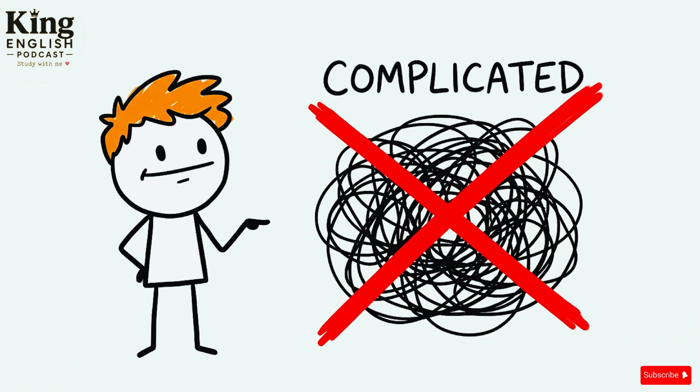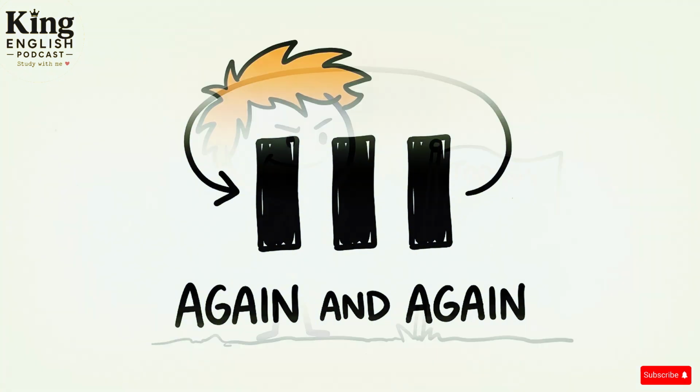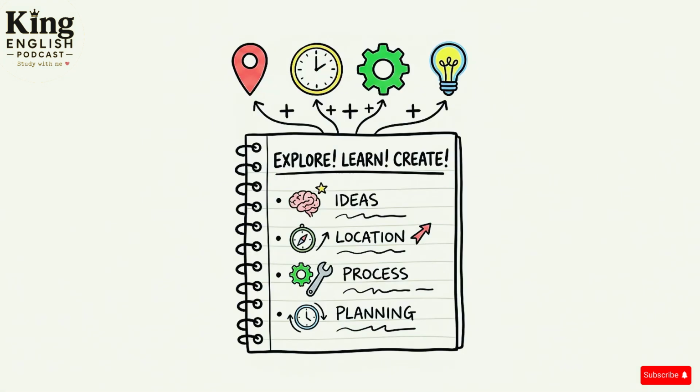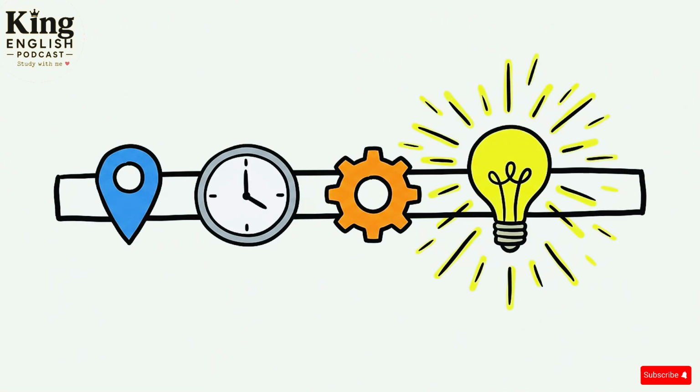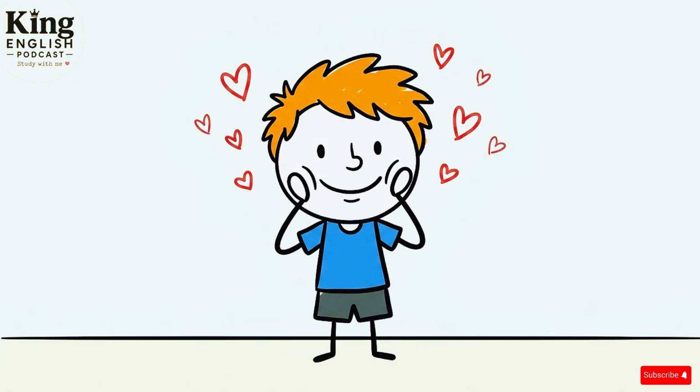Remember, fluency isn't about speaking complicated English. It's about building simple sentences, again and again, until they become automatic. So here's today's challenge. Write one short sentence, then add where, when, how, and why. Share your longest sentence in the comments below. I'd love to read it.